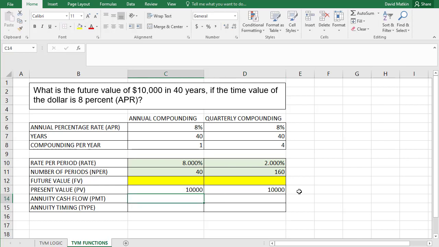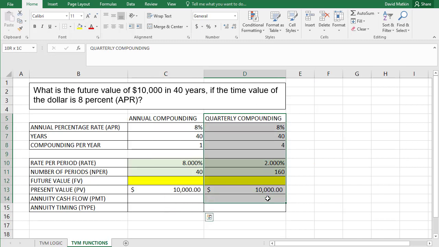That's how much we have now, or at the beginning of the 40-year period. I'm going to change the formatting here to accounting. Now we have these two bits of information about annuities. An annuity is a cash flow that occurs every period. So that would be some cash flow that occurred every year in this annual compounding or every quarter in this quarterly compounding. And we don't have anything.